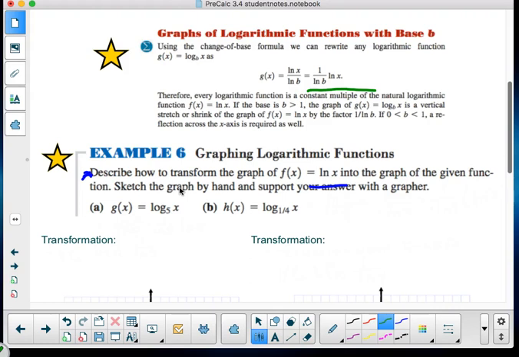Okay, totally can work. Now, if the base b is greater than 1, the graph of g of x equal to log base b of x is a vertical stretch or shrink of the graph f of x, natural log of x. Now, check that out: if my base is between 0 and 1, a reflection across the x-axis is required as well. That's crazy talk, I tell you, but it kind of makes sense if we talk about this.